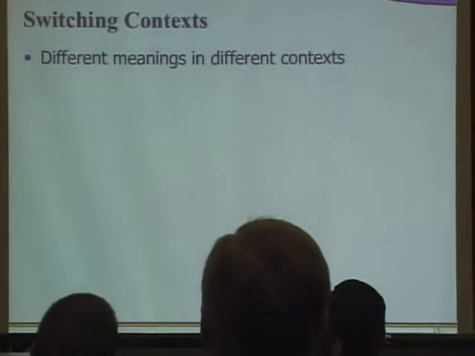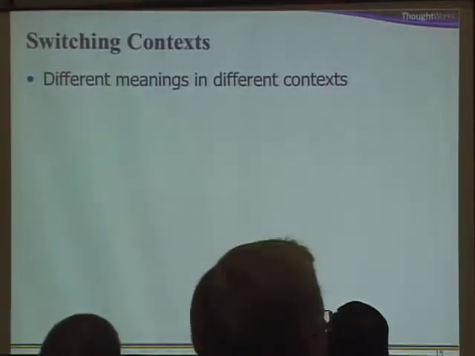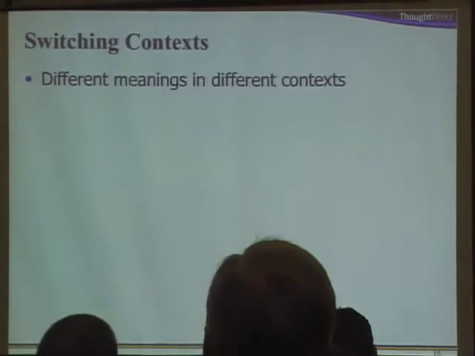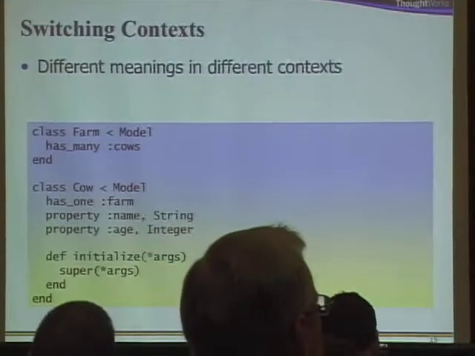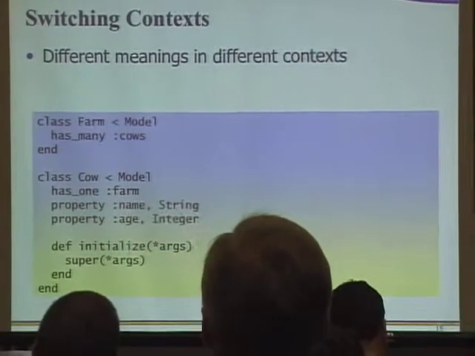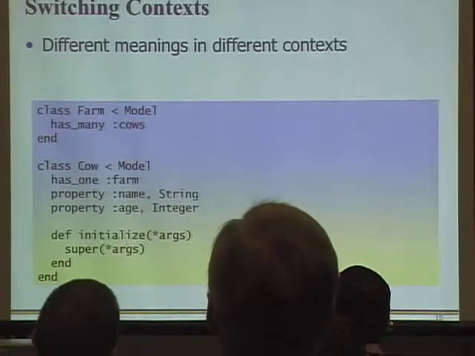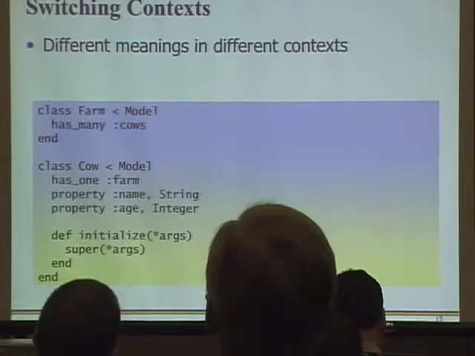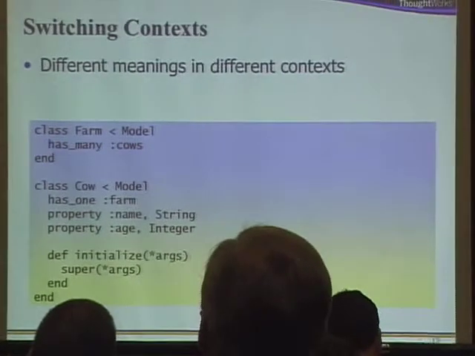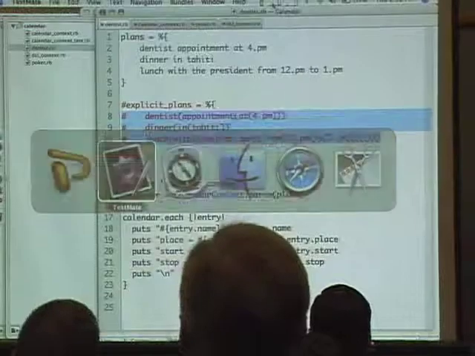One of the other things that you can do in a domain-specific language is switch a context. Let me show you what I mean by that. This is a simple domain-specific language that helps you model the relationship between records of some kind. And you can think of this as modeling records in a database. In fact, I have this over here in TextMate.